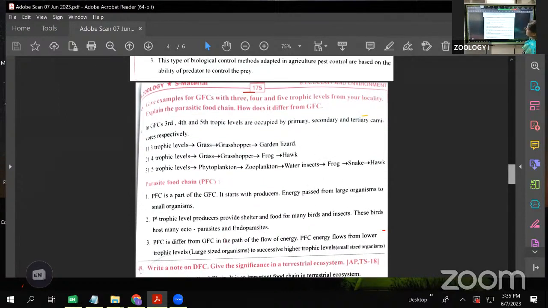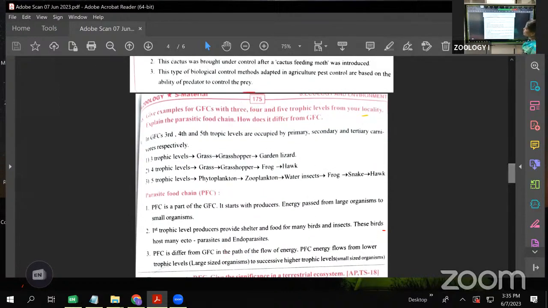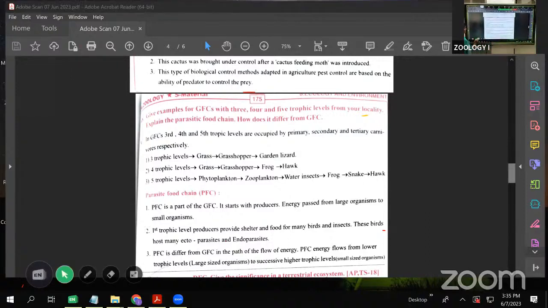Here, in the long answer question, we discuss the grazing food chain and the detritus food chain. One more time, you listen here. GFC means the grazing food chain. It starts with the grass or the trees. That's why we call it a grazing food chain.